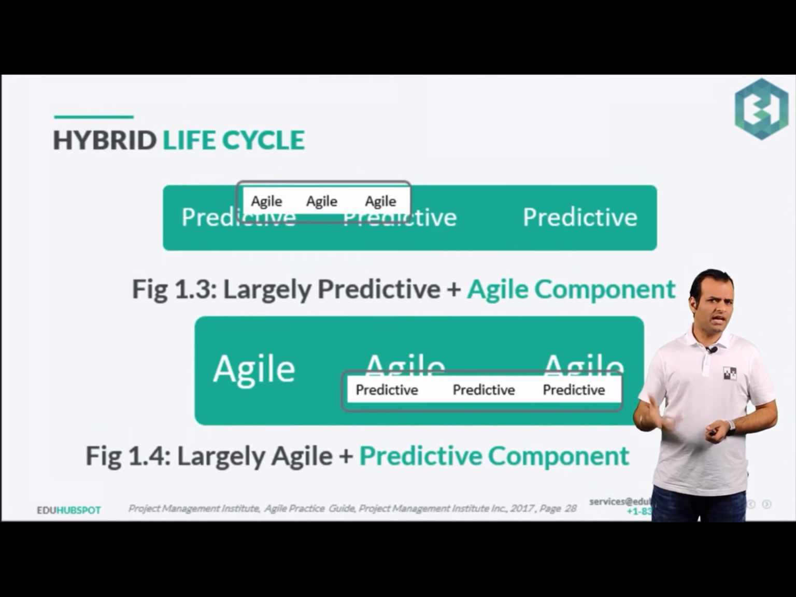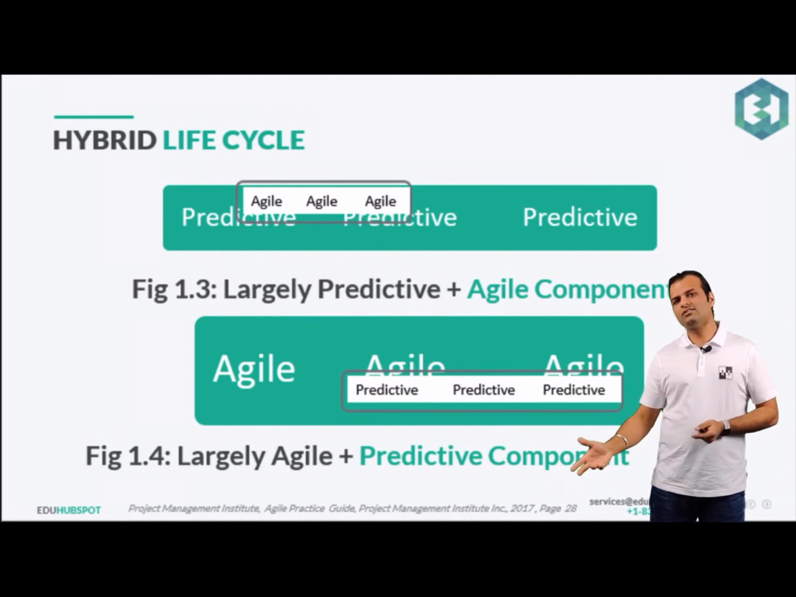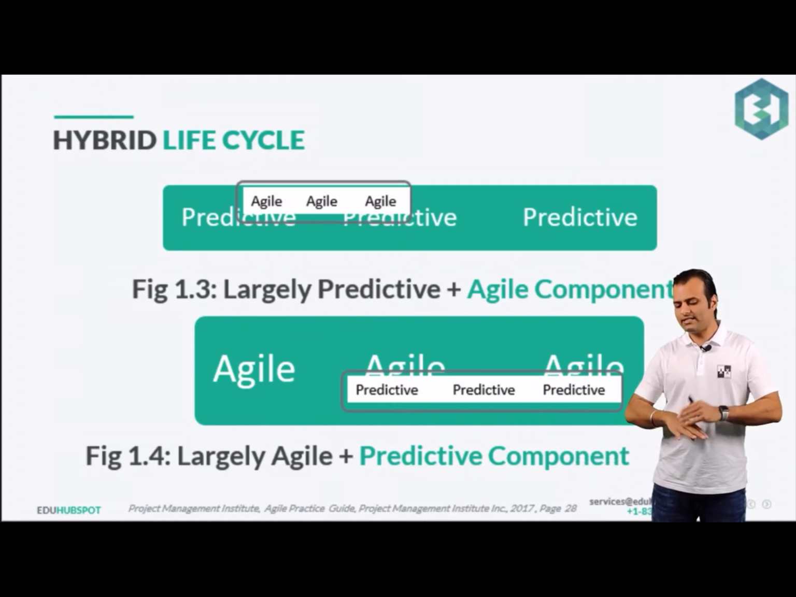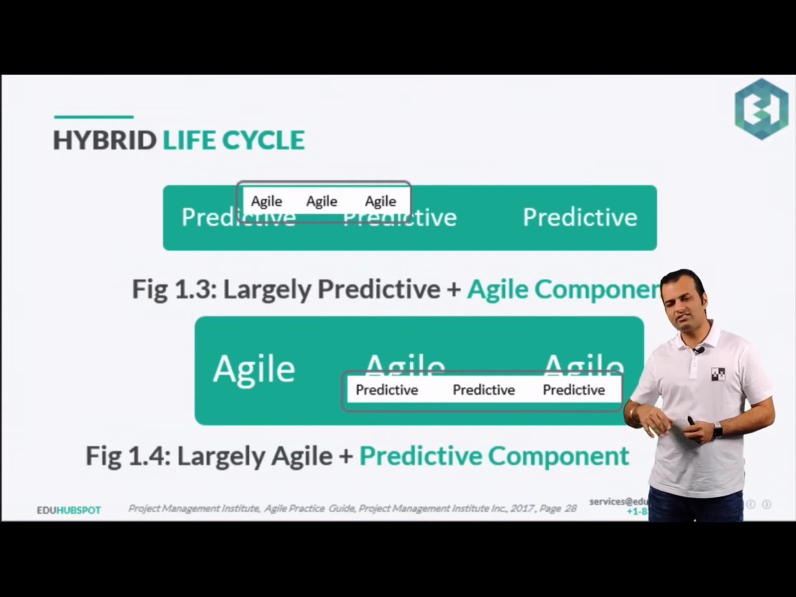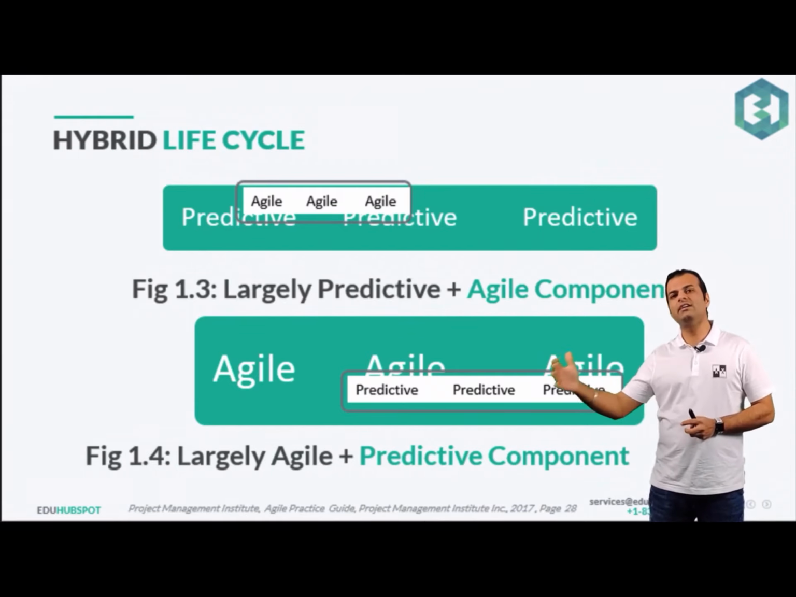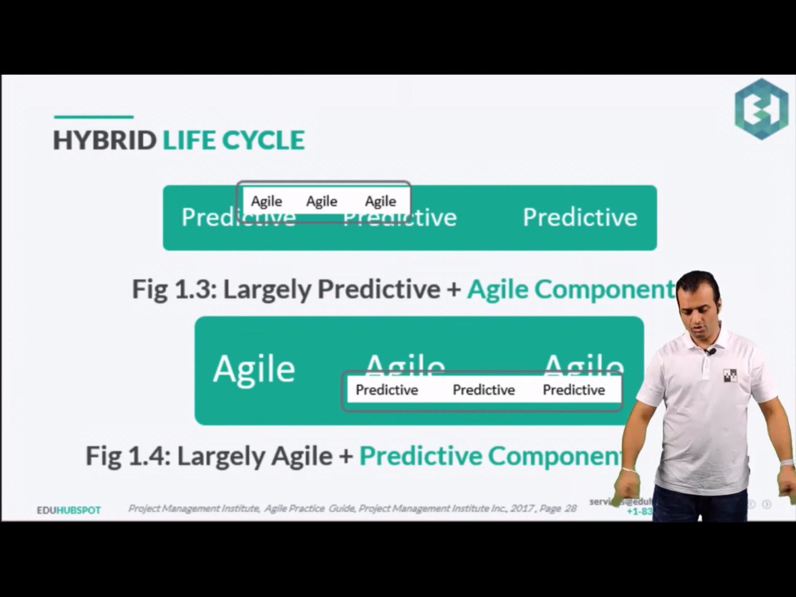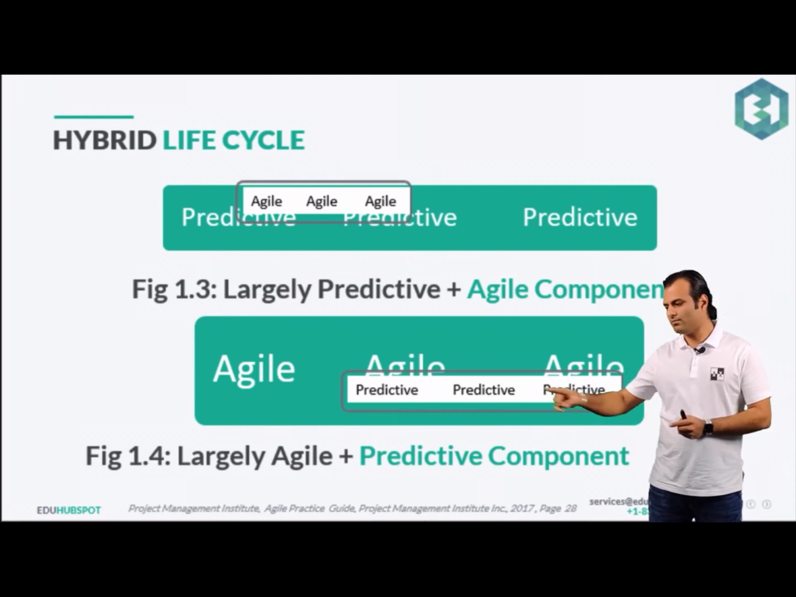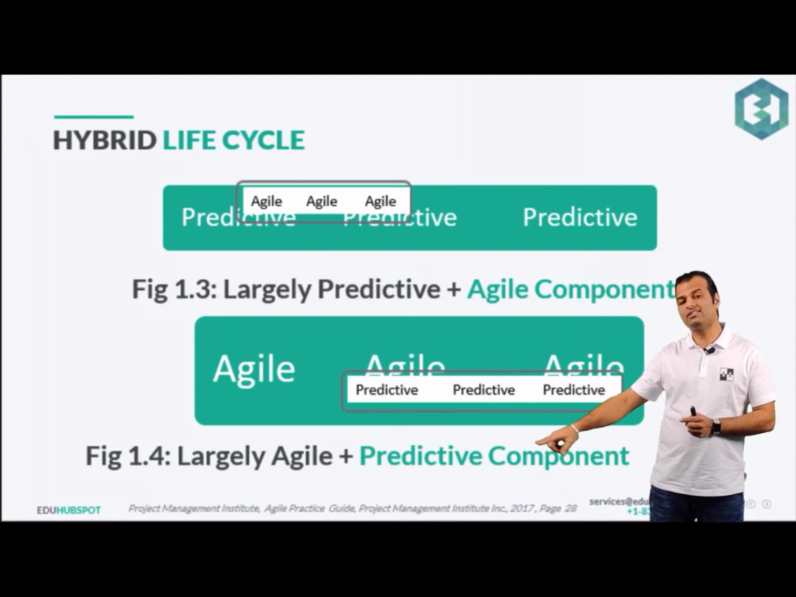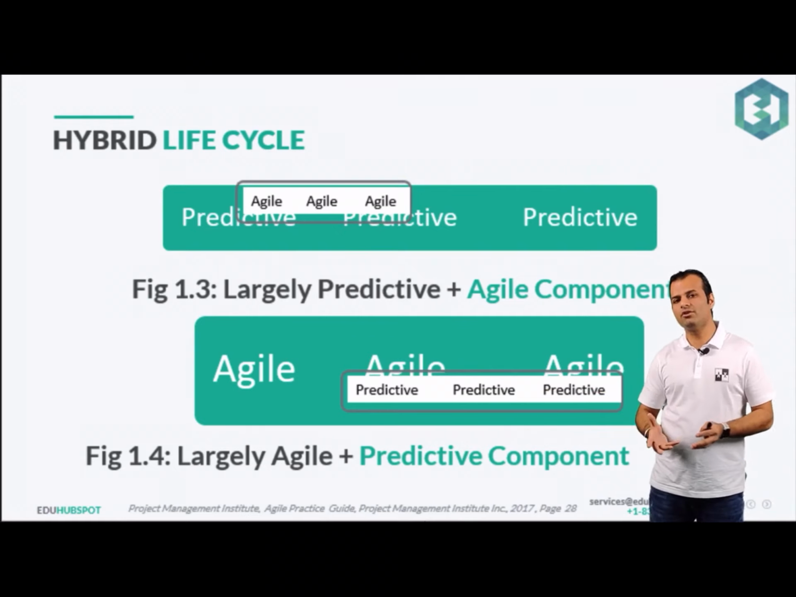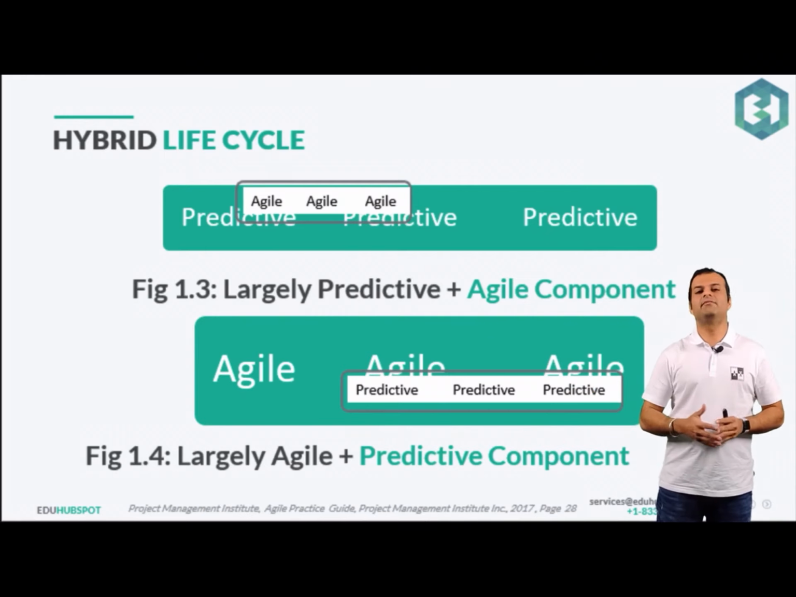Then we have largely predictive, and a small portion is the agile component. Let's say you're working on a team, and one of the components is some kind of third party, and you are doing an integration with that third party, but your organization is not comfortable with agile. So what you will do is, your team will follow the predictive, but the third party, the vendor who is working for you, may be using an agile component. Once done, they will give it to you.